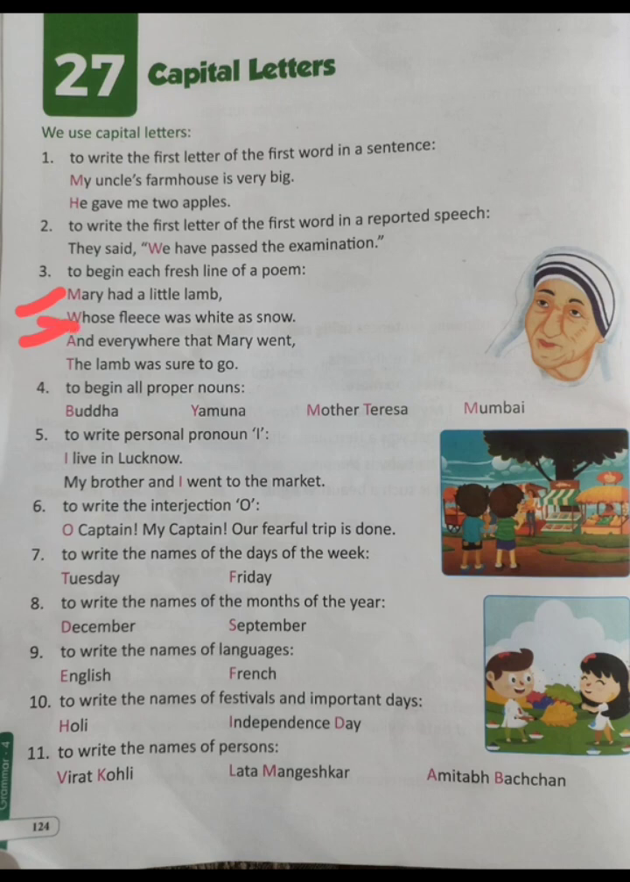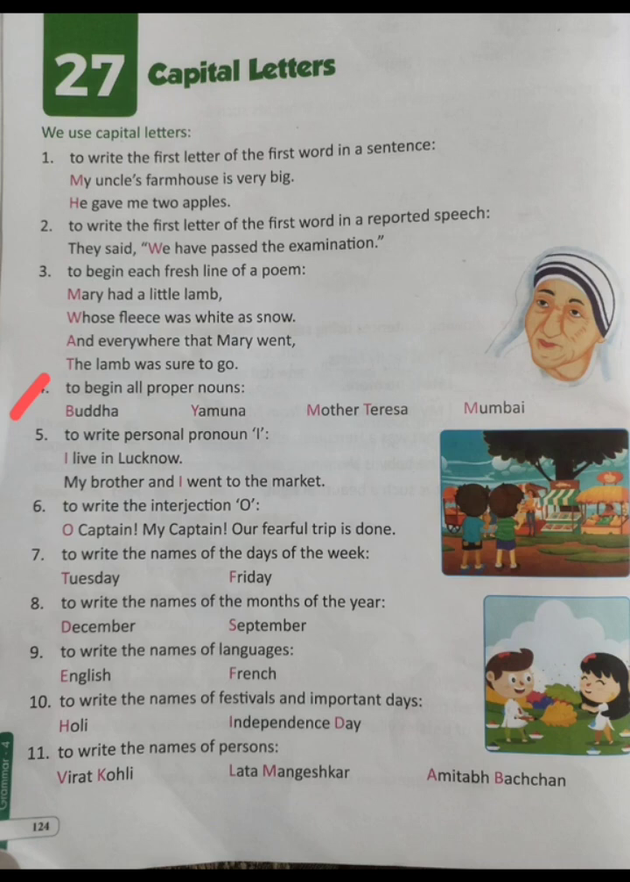Then now the third line, and everywhere that Mary went. The third line also they started with a capital letter. As you can see here, A is capital. Then the lamb was sure to go. Again the fourth line also they started with a capital letter, that is T. Okay, so now next, rule number 4. Always use a capital letter to begin all proper nouns.